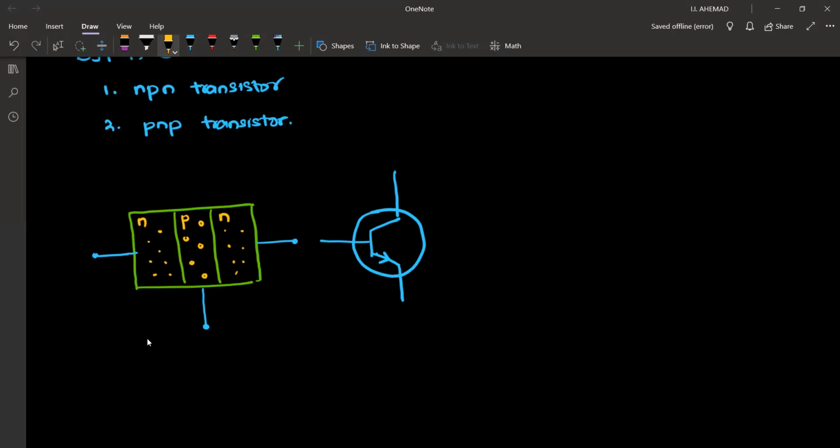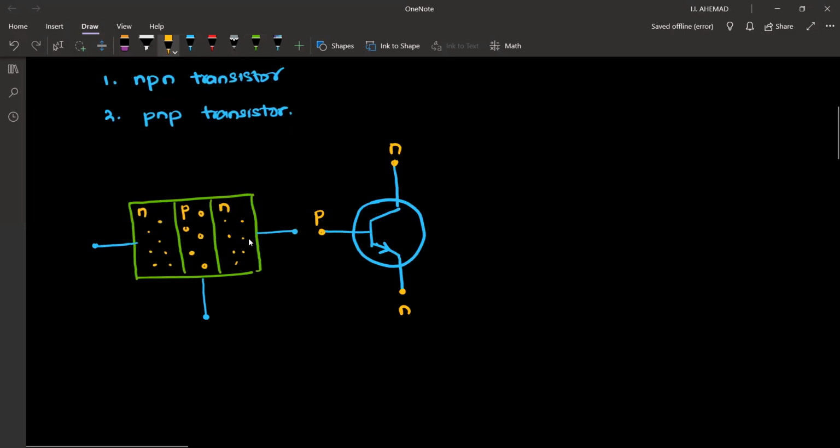The direction of arrow shows whether it's PNP or NPN. So this arrow direction is from P to N. Using that, you can find whether it's a NPN or PNP transistor. So this is NPN transistor.